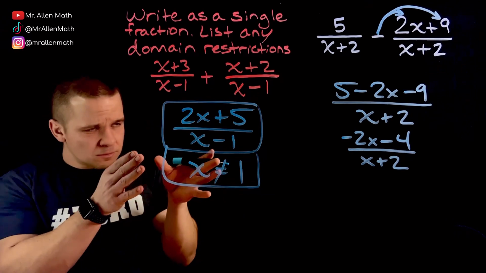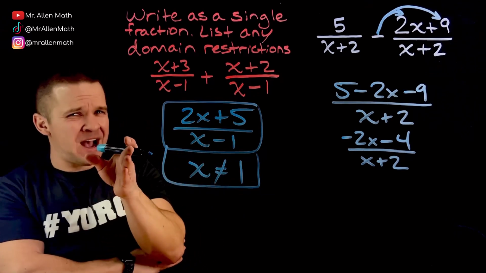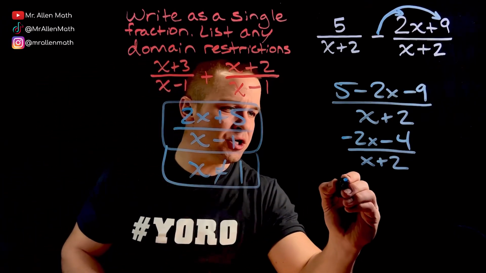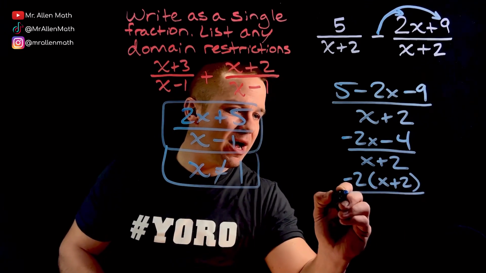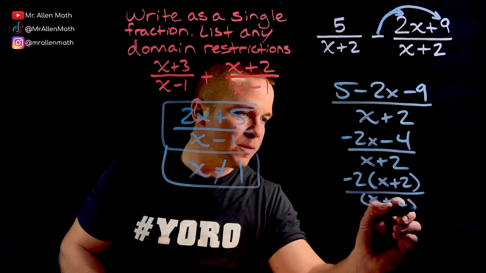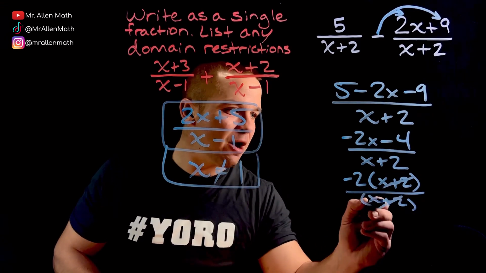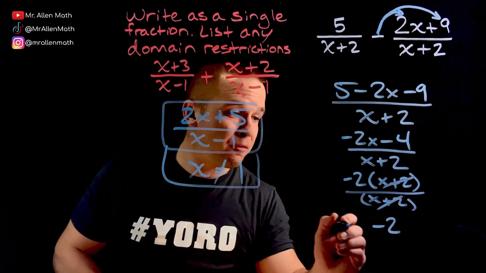A little bit further. Can I factor that numerator? Yes, they both have a negative 2 that I can factor out, leaving me with x plus 2, and now I have x plus 2 right here. These two can cancel out, leaving me with negative 2 for my final answer.